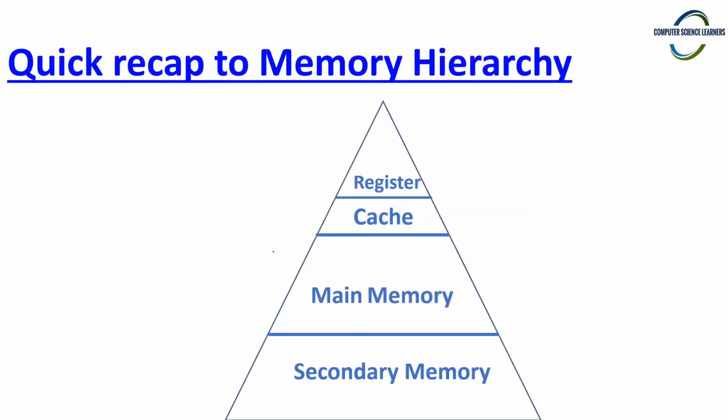So this is a quick recap of the memory hierarchy. As we know, we have different types of memory, starting from CPU registers, then cache memory, then main memory and secondary memory. As we go from the CPU register towards secondary memory, the overall capacity of the memory increases, and as we go up from secondary memory to the CPU register, the speed of the memory increases, and along with it the cost.